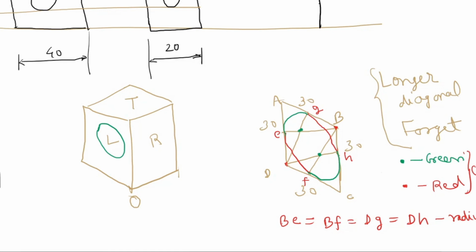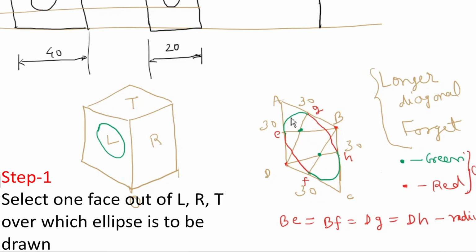Again, I am repeating. If you have any doubt, get it clear. In order to draw an ellipse, what will we do? We will draw a rhombus. Now, how will we draw a rhombus? If the ellipse is to be drawn on the left hand side, then the rhombus will be drawn on a plane which should be parallel to this surface. Okay, you can see this is parallel to this surface.